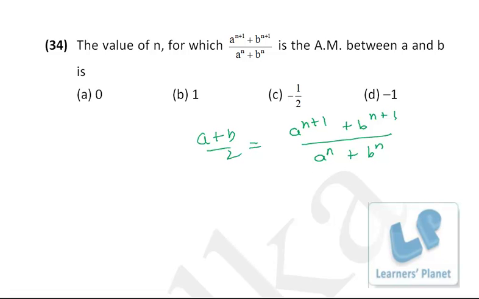Now instead of solving this equation, what you can do is, here, instead of n plus 1 you want 1. So if I put n is equal to 0, what I'll be getting is (a plus b) by 2, right? So if I put n is equal to 0, the left hand side and right hand side are the same. That means n is equal to 0, right? So do not solve this equation. Do not go for cross multiplication, and that will be a really lengthy method. Okay.